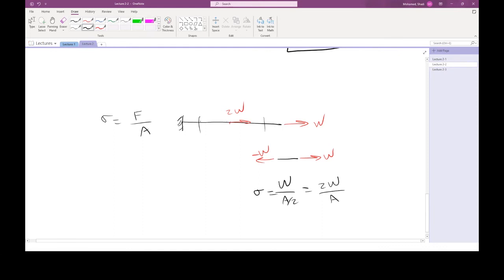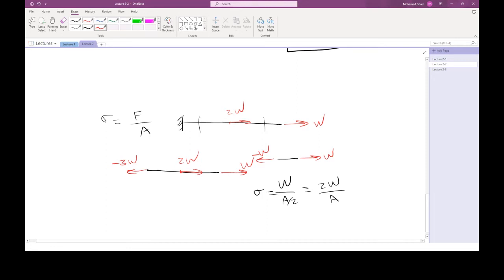Now, this section here, in order to be in equilibrium, I'm just going to draw it there. You have two forces active on it. So this is W, and this is 2W, all right? So to keep this in equilibrium, you need to have 3W in order to just keep equilibrium. Otherwise, you will just lose the equilibrium.